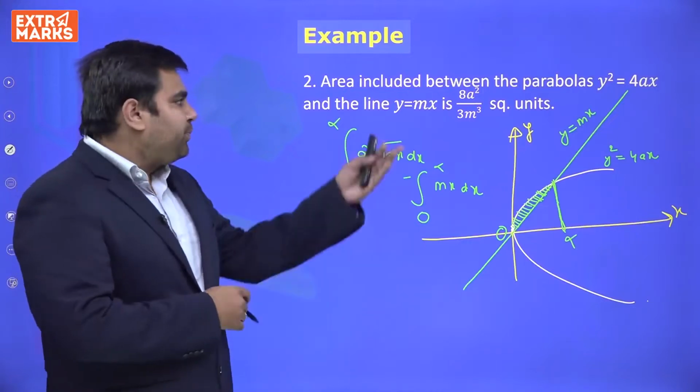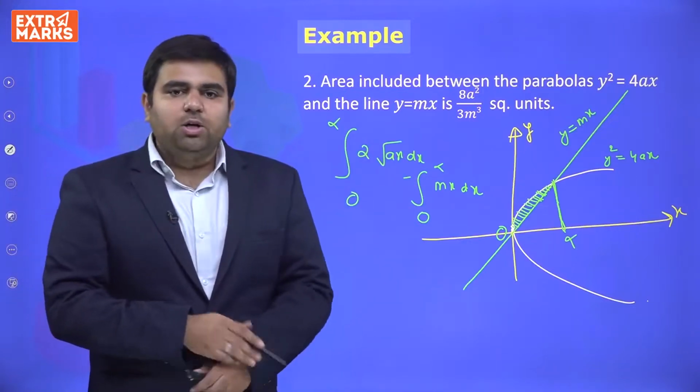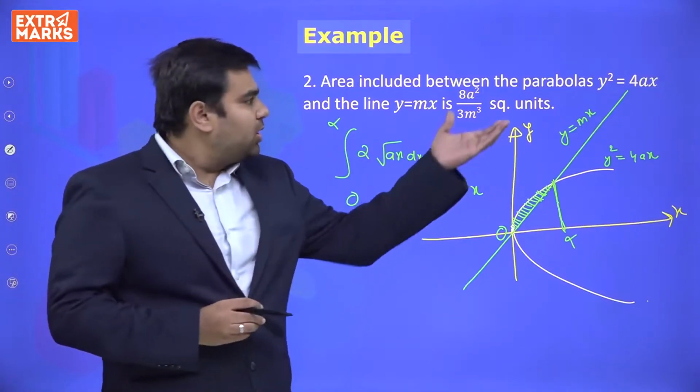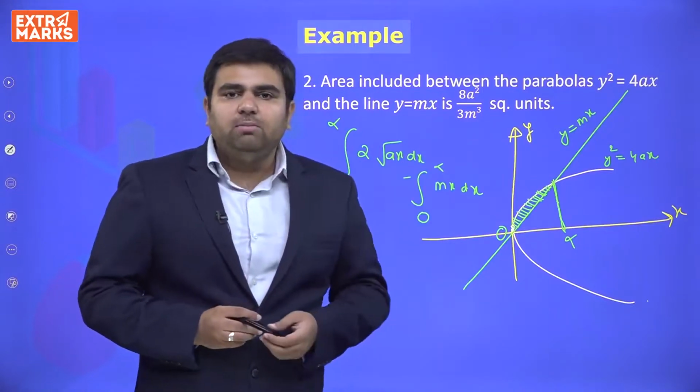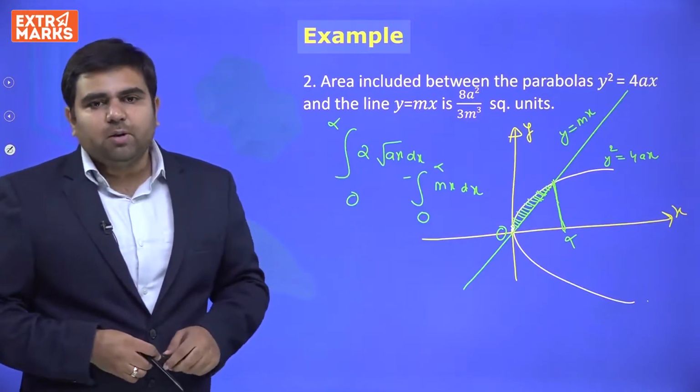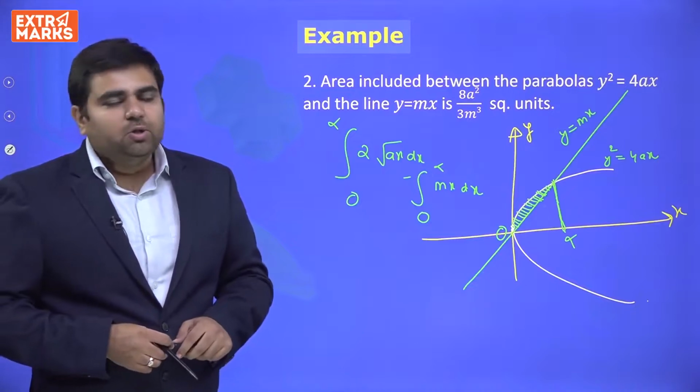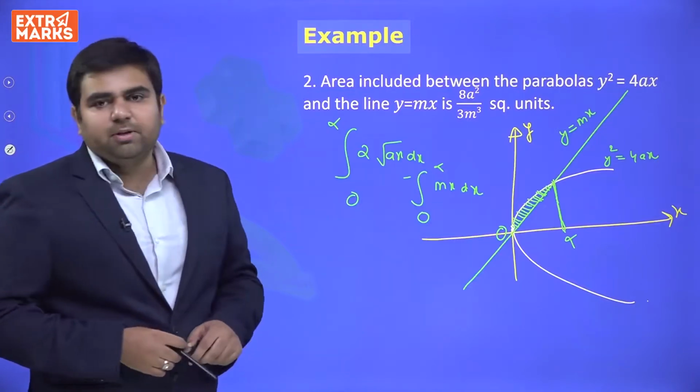So in this way you can derive this also, but I would recommend you to directly remember this result: 8a square upon 3m cube, right? Because in several problems this application has been asked. So I would recommend you to directly remember this particular formula.